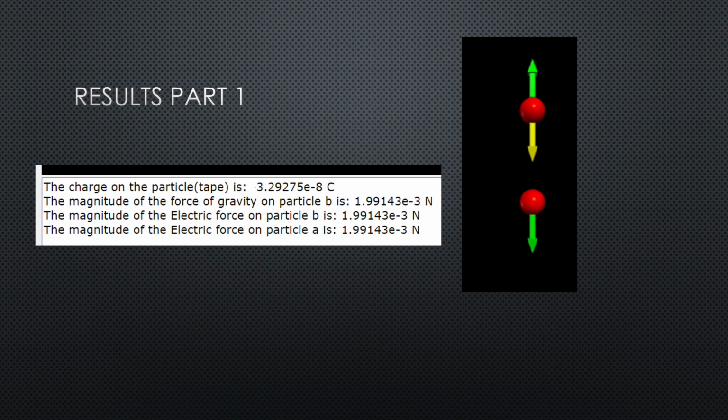As you can see here, for our results in part 1, the charge on the particle or tape is 3.3 times 10 to the negative 8th coulomb. The magnitude of the force of gravity on particle B is 2 times 10 to the negative 3rd newtons, and the magnitude of the electric force on both particle A and B is 2 times 10 to the negative 3rd newtons, because they are equal and opposite reactions as stated by Newton's third law.